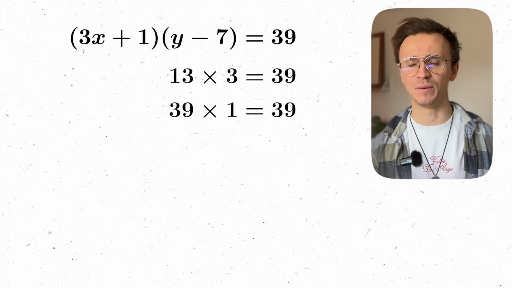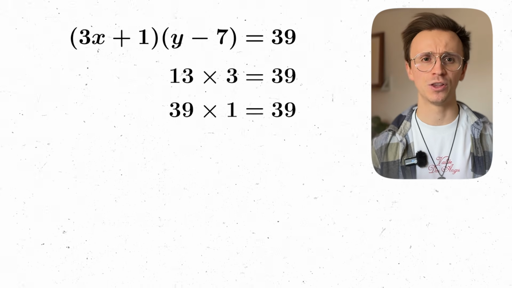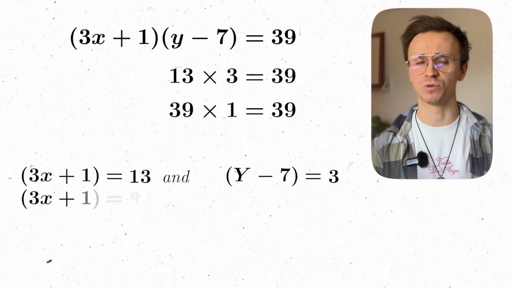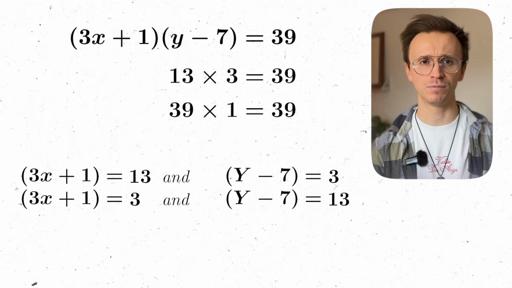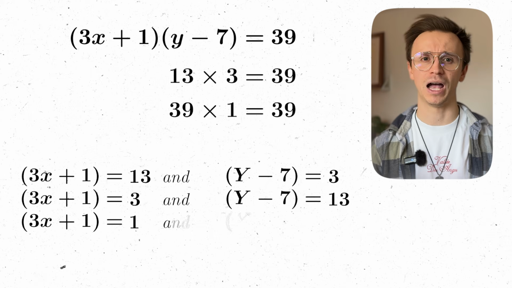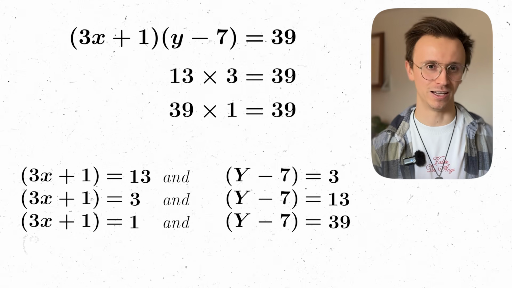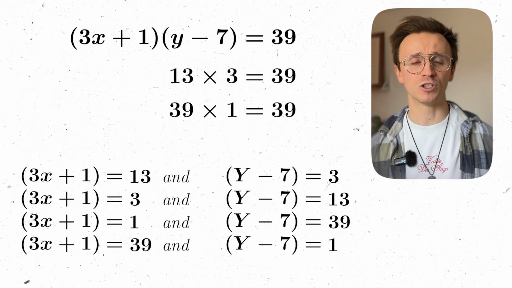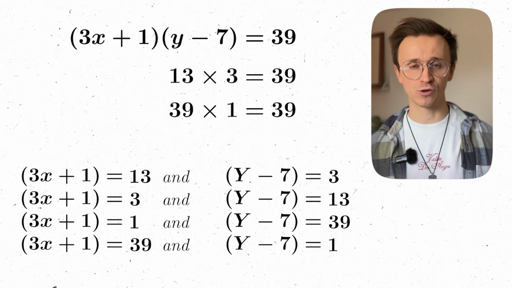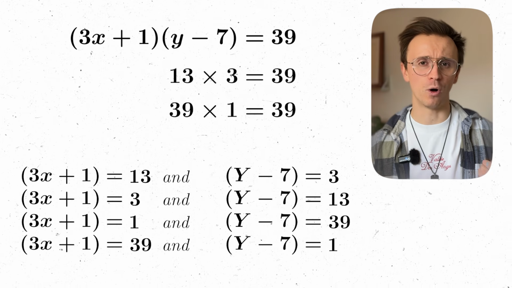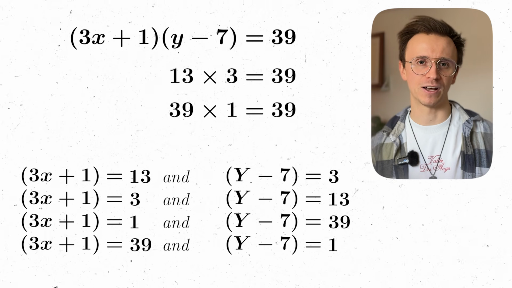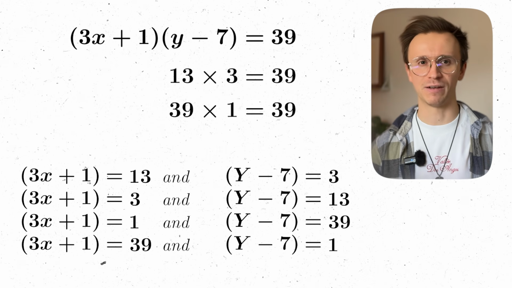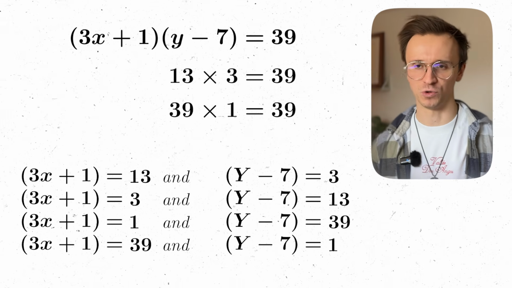So we've very quickly limited down our options because either 3x plus 1 equals 13 and y minus 7 equals 3, or 3x plus 1 equals 3 and y minus 7 equals 13, or 3x plus 1 equals 1 and y minus 7 equals 39, or finally 3x plus 1 equals 39 and y minus 7 equals 1. Now what we've done is we've taken our infinite possibilities and we've used logic to say there's only actually 4 possible options here because of that prime factorization. And now from here, I'll leave it up to you to find x and y. It's left as an exercise to the reader. Always wanted to say that.